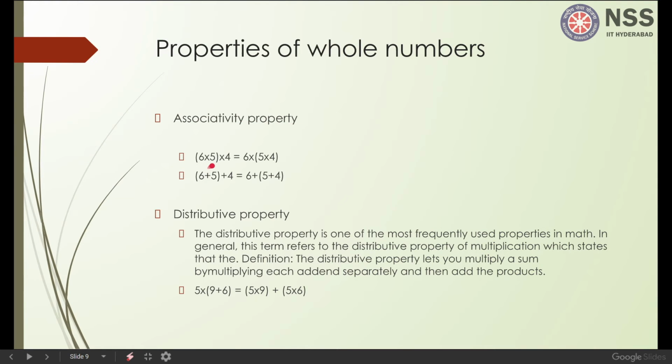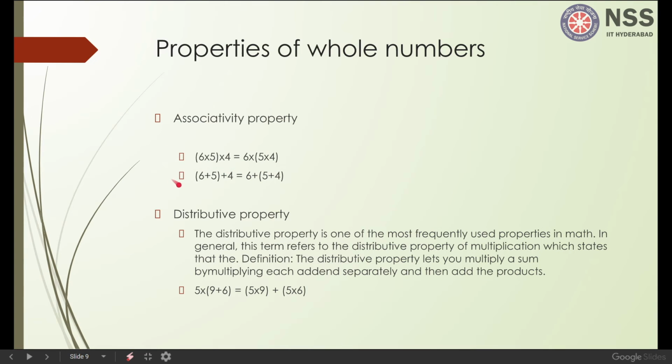We have 6 multiplied by 5, which is inside the brackets, and then multiplied by 4. So 6 multiplied by 5 gives us 30, and 30 multiplied by 4 gives us 120. Similarly, if we change the brackets, if 5 multiplied by 4 is inside the brackets and then we multiply by 6, therefore 5 multiplied by 4 is 20 and then 20 multiplied by 6 is 120. This is called associative property. The answer did not change by changing the position of brackets.